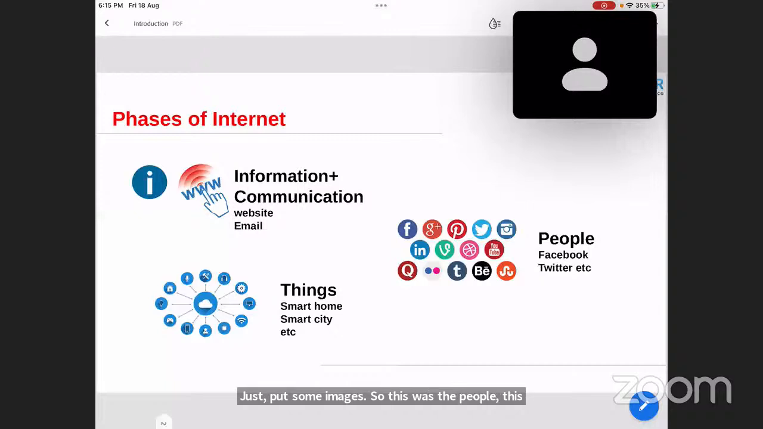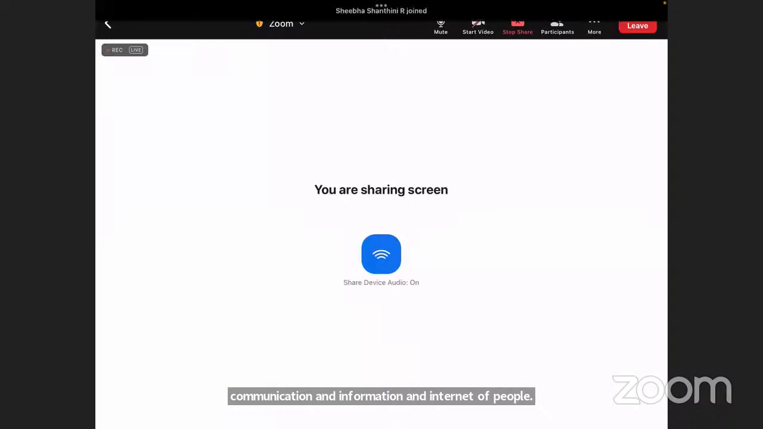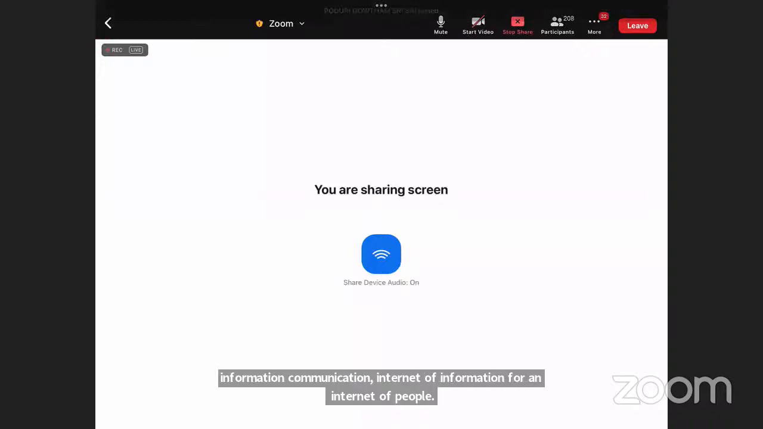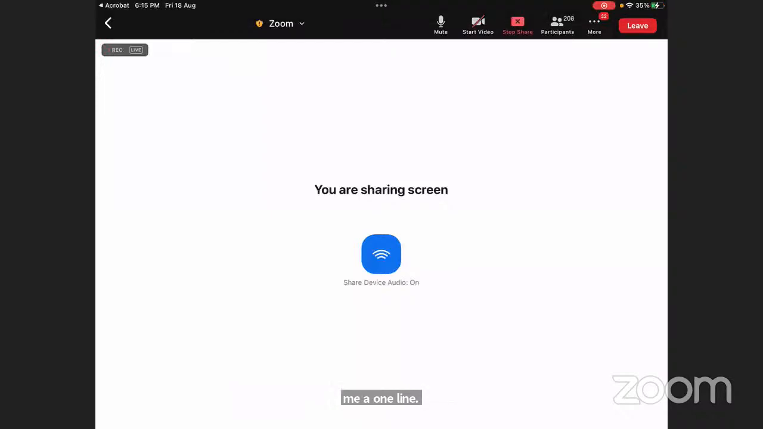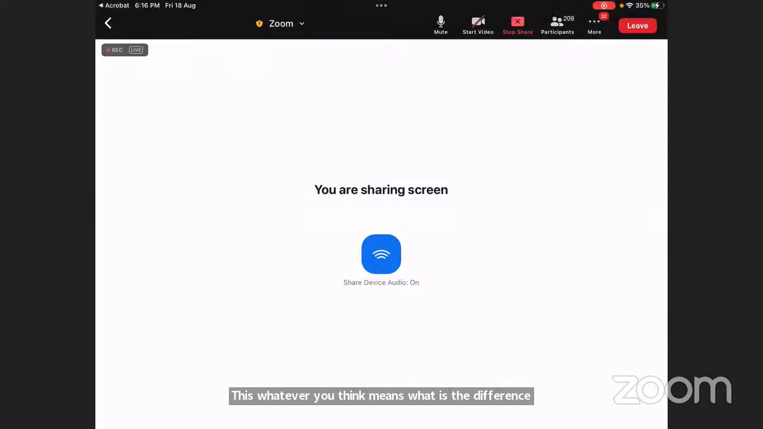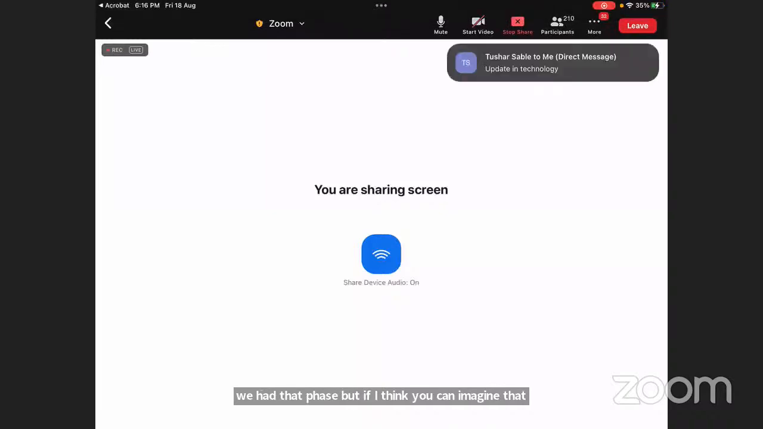What is the difference between the internet of information and communication and the internet of people? Can anyone give me a one-liner for that? Just whatever you think. What is the difference from when we only had websites and email? I know many of you were not present at that time, but you can imagine that we just had websites and email.